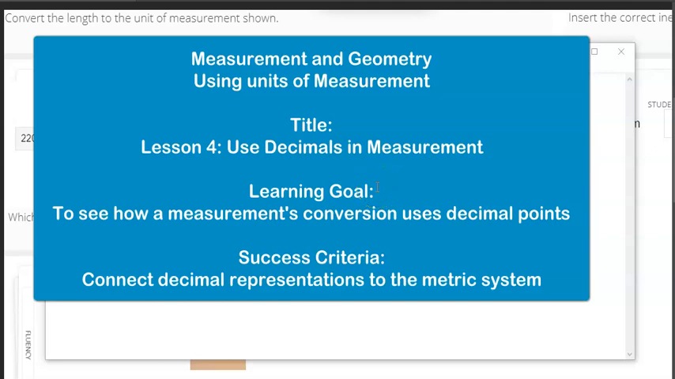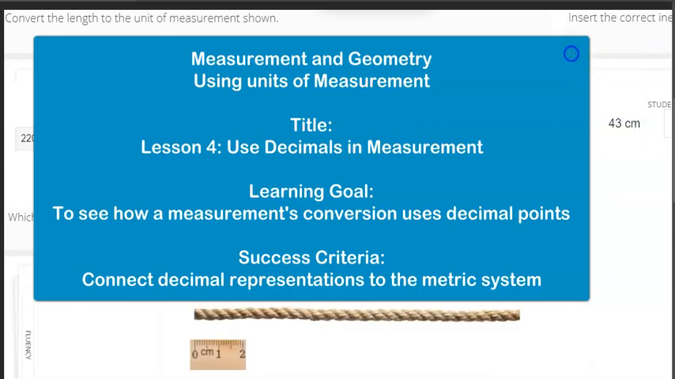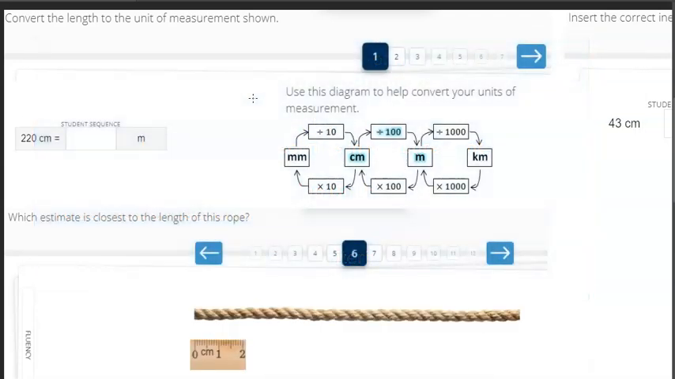This is lesson 4 from the using units of measurement topic, and this lesson will be looking at use decimals in measurement. The learning goal for this one is to see how a measurement's conversion uses decimal points, and the success criteria is to connect decimal representations to the metric system. Go on ahead and grab a few examples here to help with this skill.